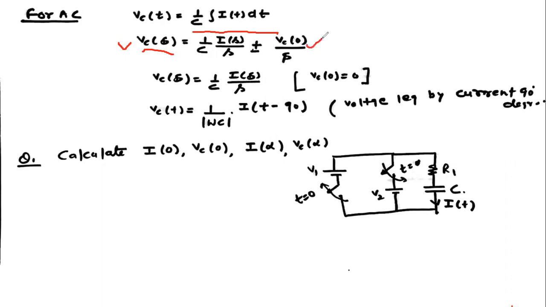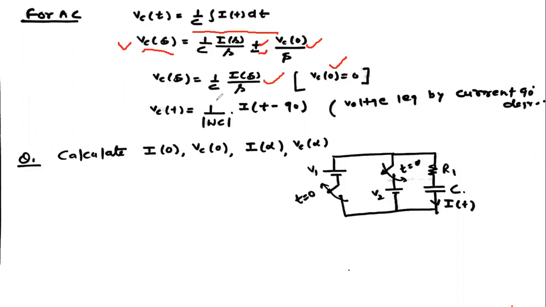vC(0) is representing the initial voltage across the capacitor, and whether the sign is plus or minus depends upon the polarity of the voltage across the capacitor before t is less than 0. So the capacitor voltage in the frequency domain VC(s) becomes equal to 1 upon Cs times I(s) plus or minus vC(0) upon s. If we assume the initial voltage across the capacitor is 0, then VC(s) becomes equal to 1 upon Cs times I(s).